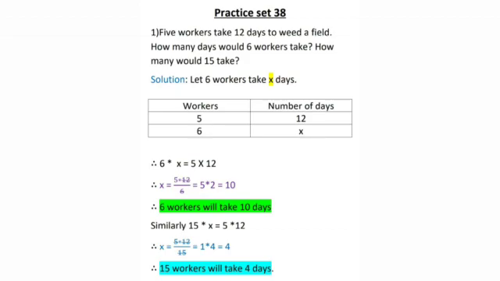Therefore X is equal to 5 into 12 upon 6. Then the cancellation. 6 ones are 6, 6 twos are 12. So 5 into 2 is 10. So for 6 workers, it will take 10 days to weed a field. Similarly, for 15 workers, we have to find out how many days it will take. So 15 into X is equal to 5 into 12. Therefore, X is equal to 5 into 12 upon 15. Cancellation. 5 ones are 5, 5 threes are 15, 3 ones are 3, 3 fours are 12. So 4. So 15 workers will take 4 days to weed a field.